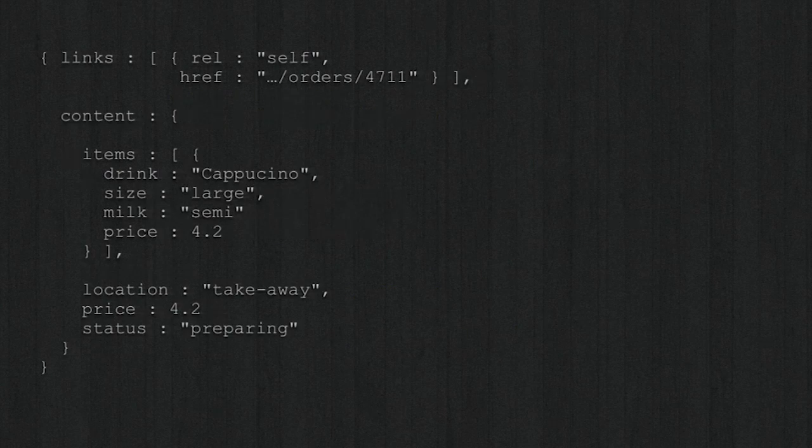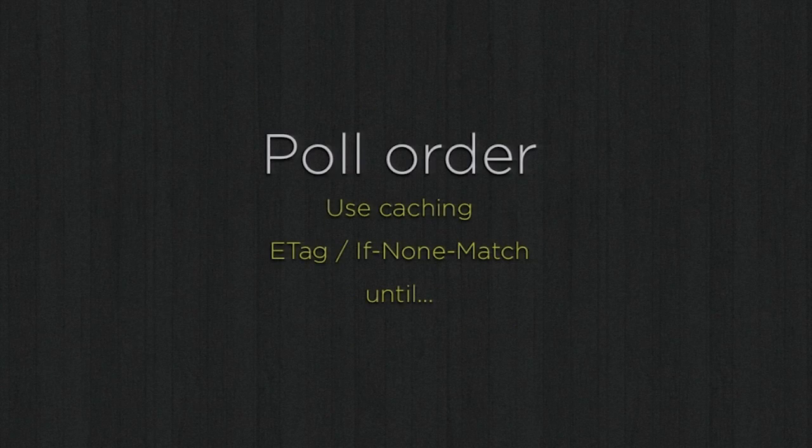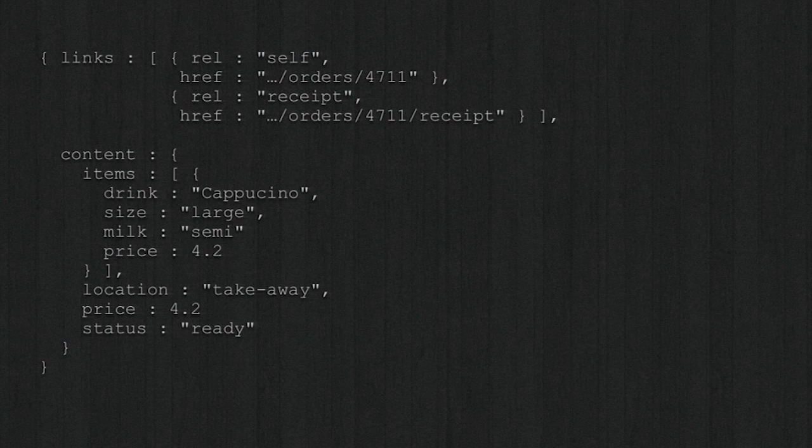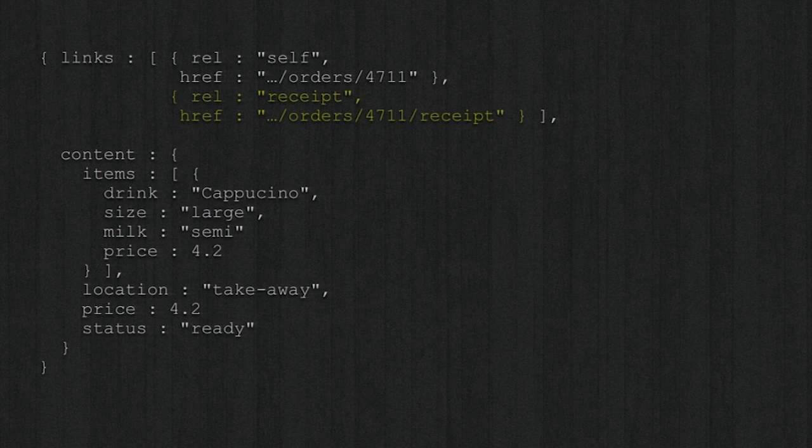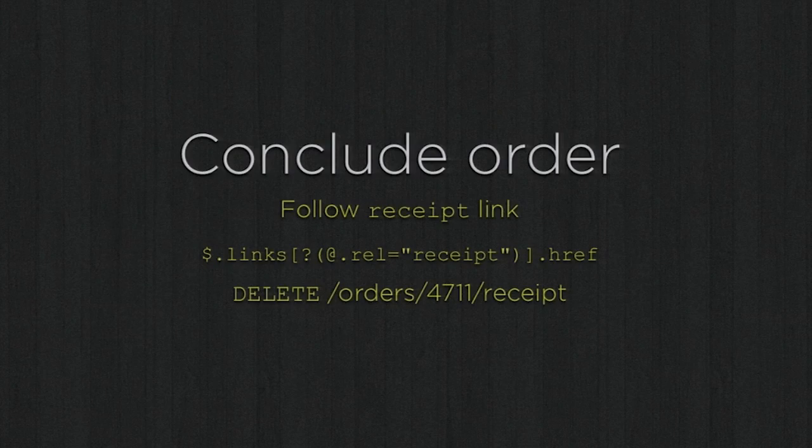Okay, there's one here. I'm a bit torn here. Okay, so we poll the order, we use caching on the server side, we use the If-None-Match headers. We will see that implemented in the test case in a bit. And we poll so long until we find the receipt link in here. You remember that was the very last step. We can actually access the receipt by following the receipt link, and then conclude the order by triggering a delete request, right?